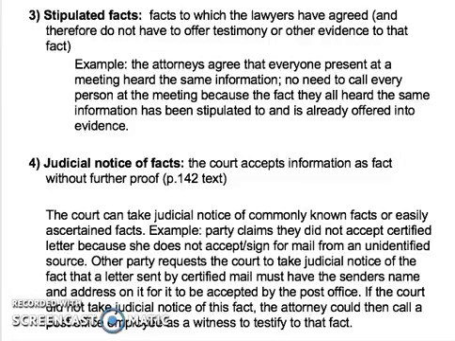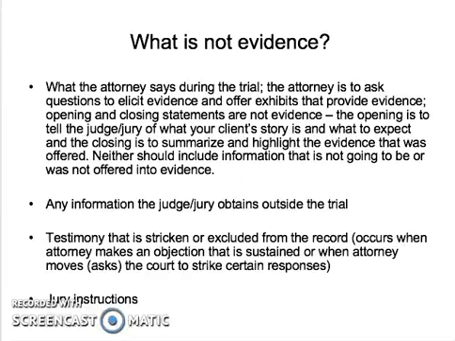So those are the four different types of evidence: the witnesses, the exhibits, stipulated facts, and judicial notice. So that is what is evidence. So what is not evidence? What we say at trial. What the attorney says at trial, what we say, is not evidence at all. Our goal is to ask the questions, to elicit the testimony, and the testimony itself is the evidence. Or to offer an exhibit into court, and the exhibit itself is the evidence. But what we say is not evidence.